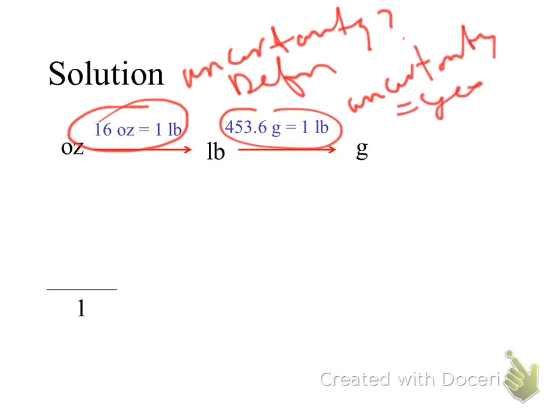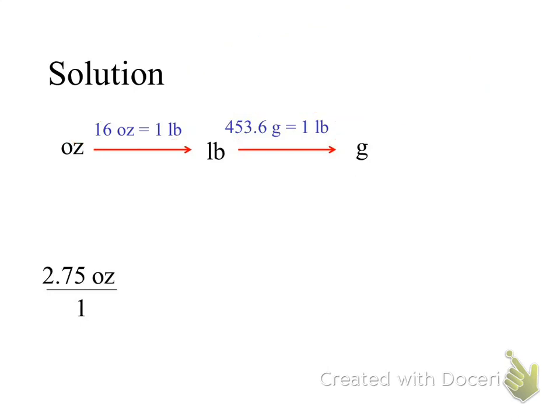So what's our first term going to be? It's going to be that number we need to convert, the ounces. Yep, 2.75 ounces. So how do we get ounces to cancel? What do we put down here? 16 ounces. Very good. And 1 pound there. Does that make sense? Cool. So you can kind of cancel them as you go.